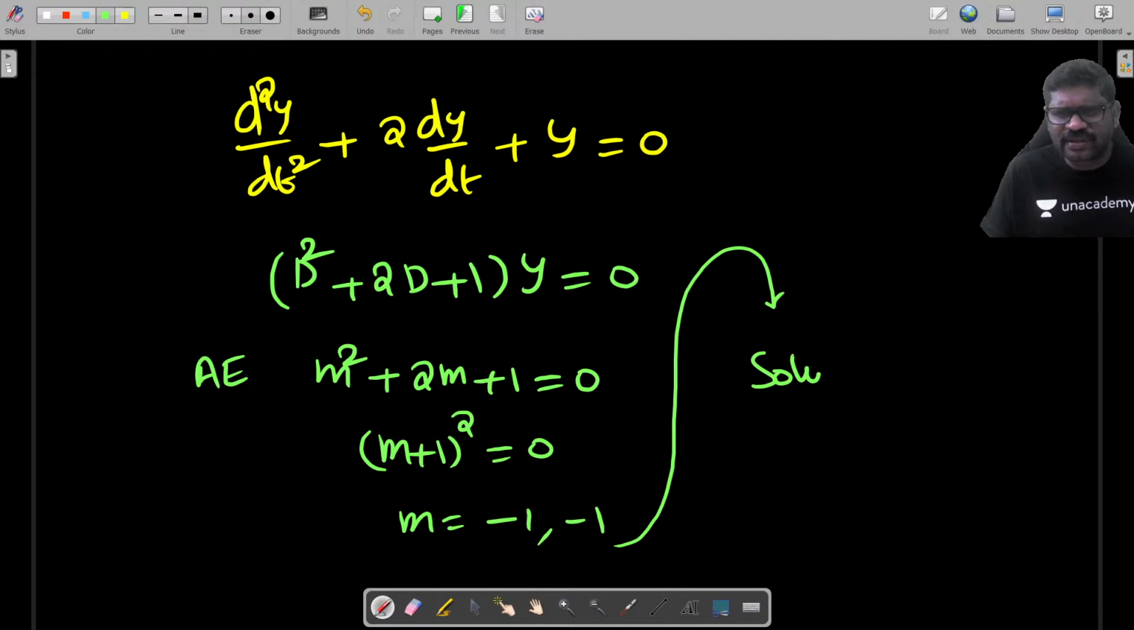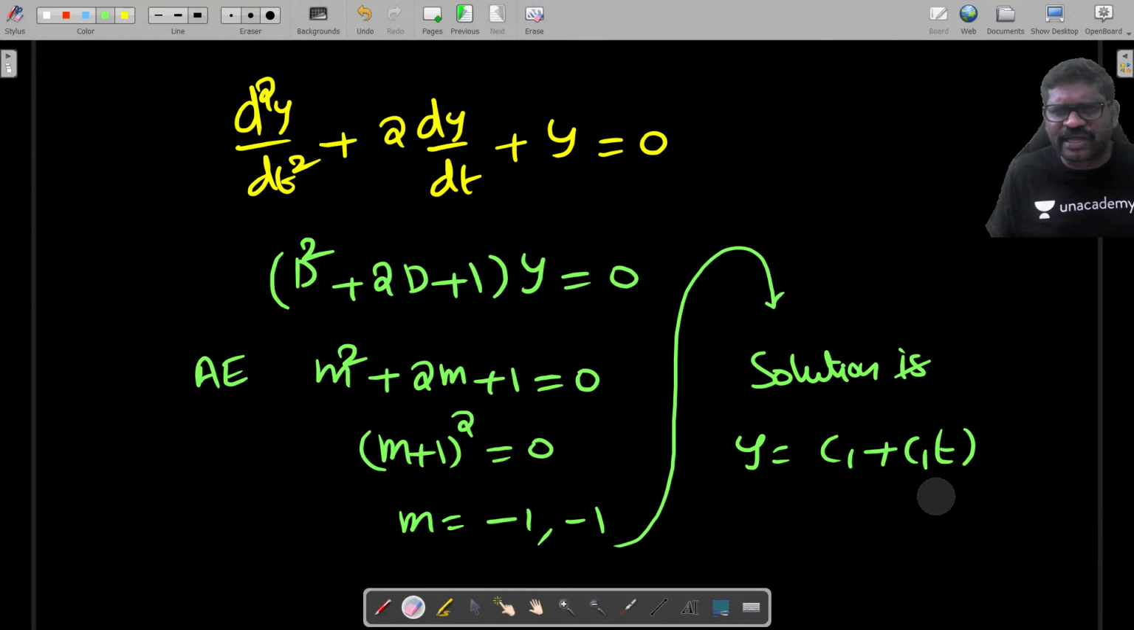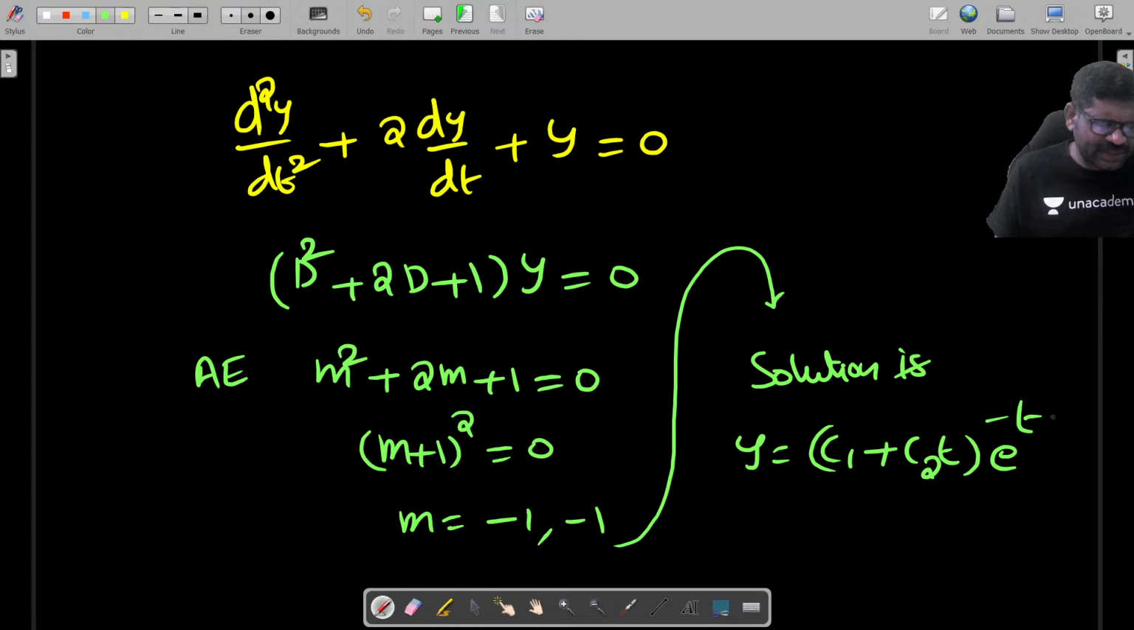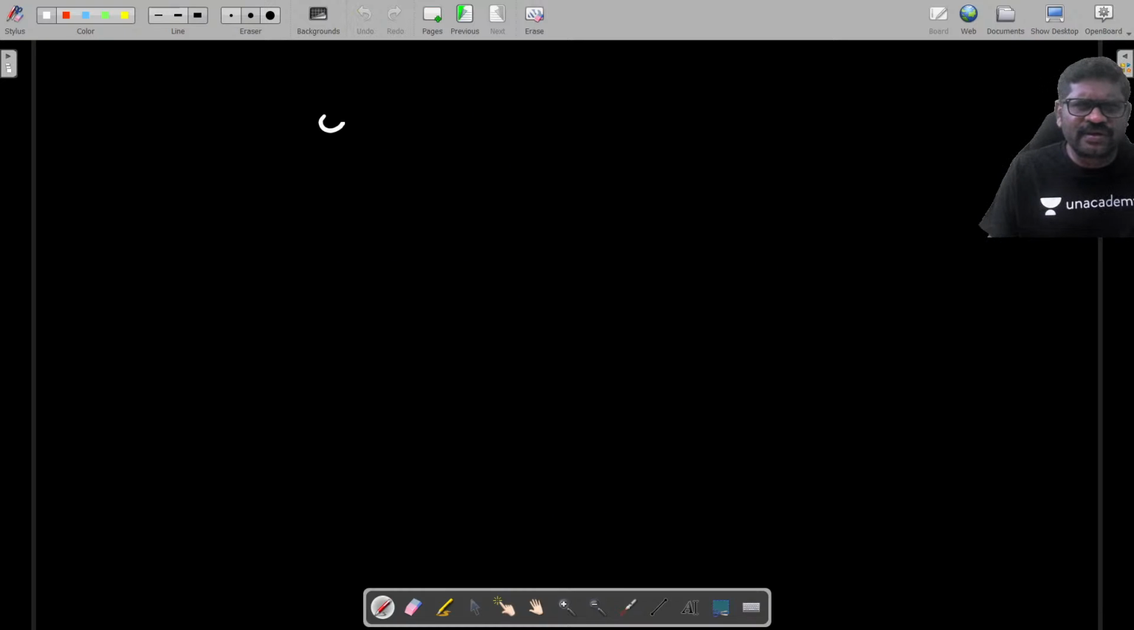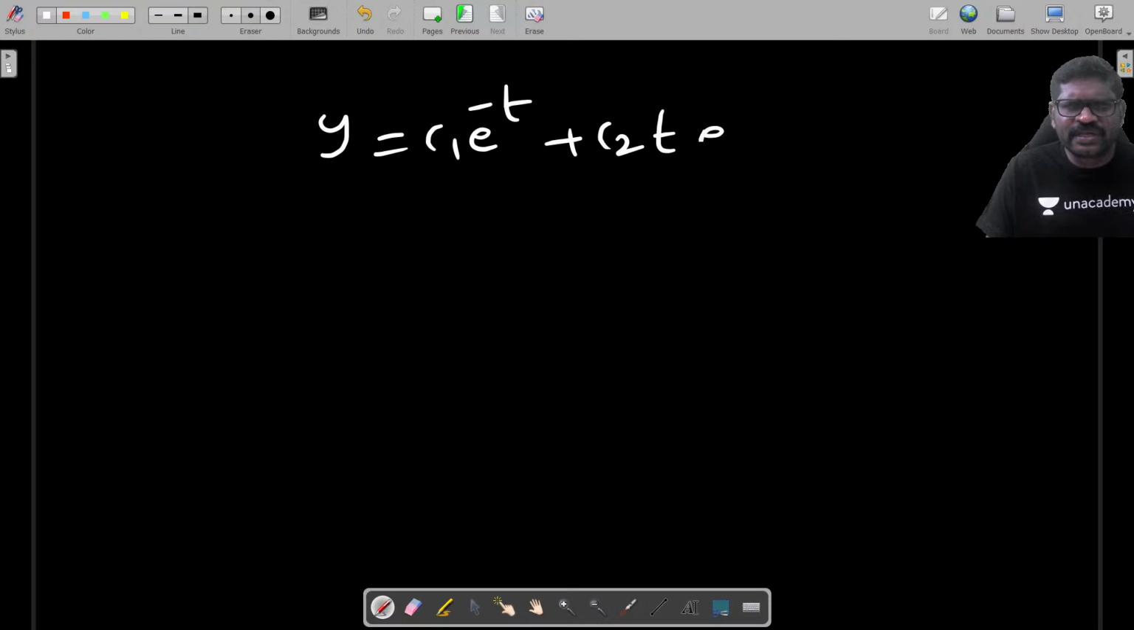Now the solution is y is equal to c1 plus c2t of e power minus t. Continuation: y is equal to c1 e power minus t plus c2t into e power minus t. Call it equation 2.